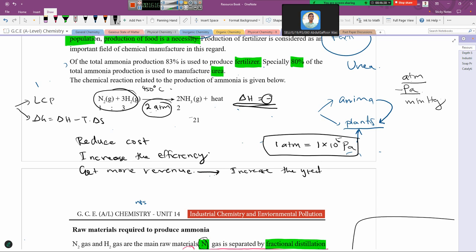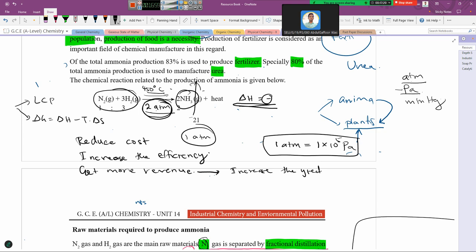Now typically this is higher than the atmospheric pressure. Atmospheric pressure is 1 atm, but we are applying 2 atm, meaning we are literally increasing the pressure. Now if you increase the pressure on this system, what will happen? The reaction will favor the side with the lesser number of moles, so it will favor the forward reaction. So if you increase the pressure, definitely you can increase the yield.